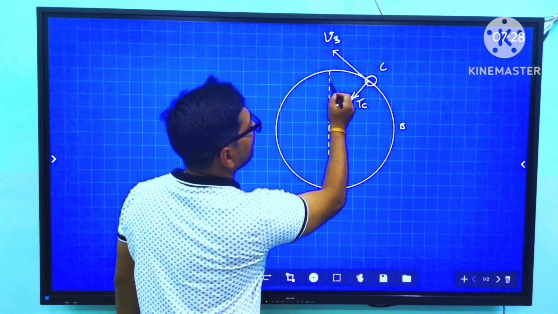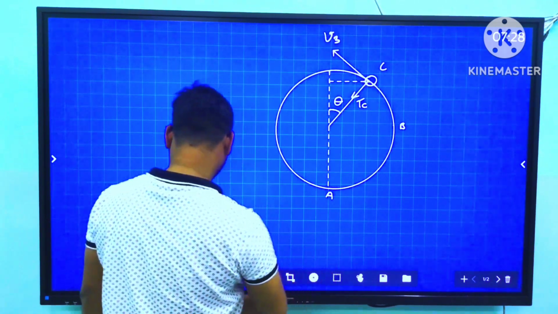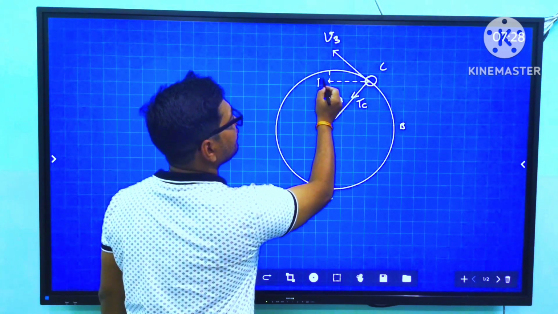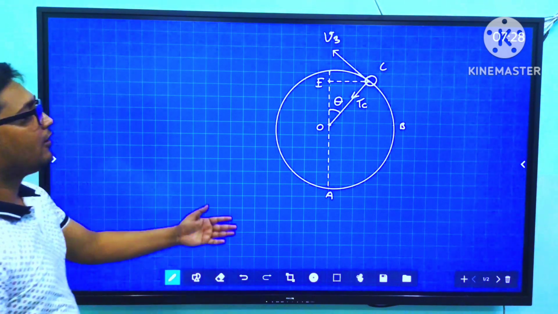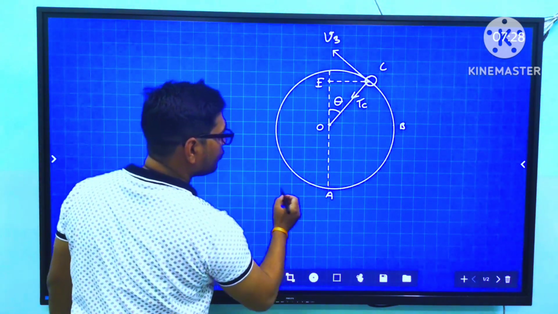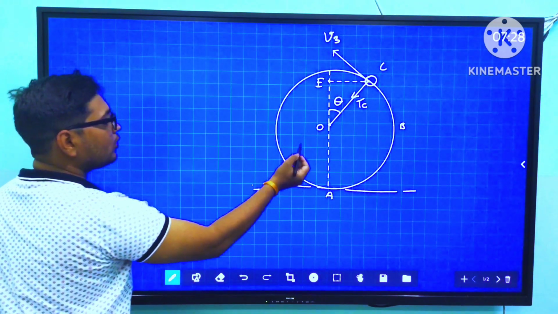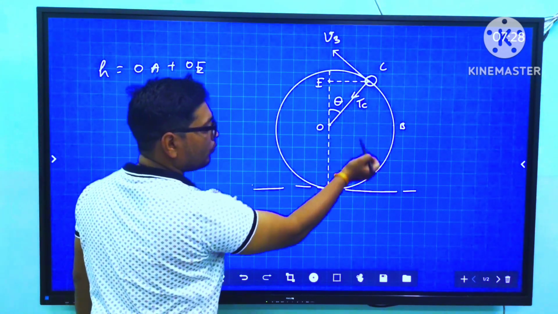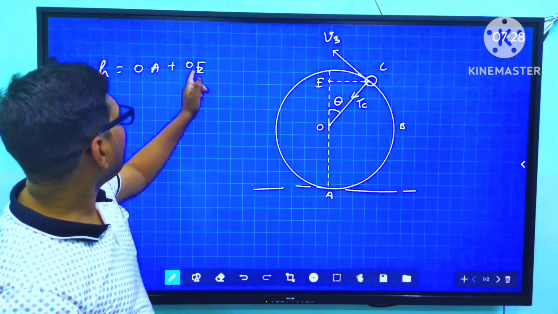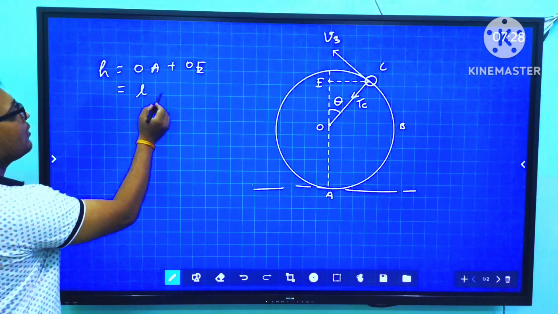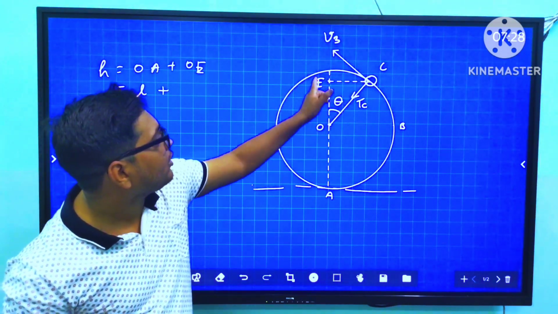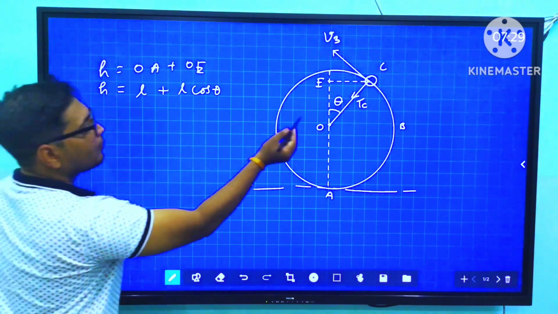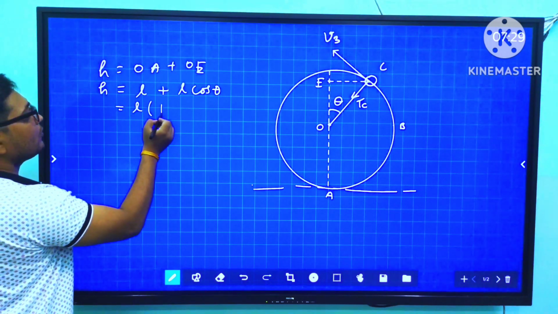Draw a perpendicular at this point like this. The length of the string is L. Suppose this point is A, this point is C, this point is E, and this angle is theta. So we can say the height of point C with respect to the datum line, that is point A, will be equal to OA plus OE. The height of the bob from the datum when it is at point C will be OA plus OE. OA is equal to L, and if I consider this triangle OEC, OE will be L cos theta. So we can say the height of the bob with respect to datum will be L(1 + cos theta).